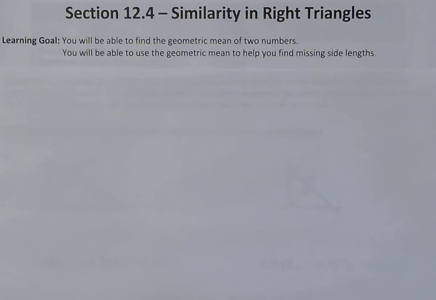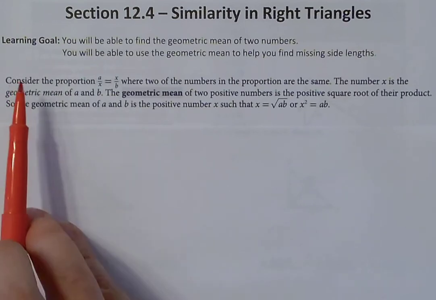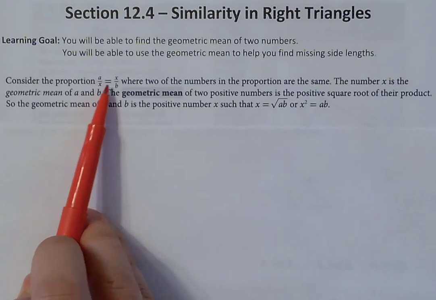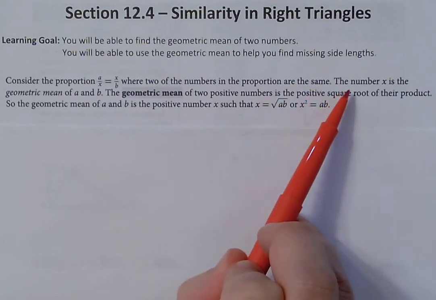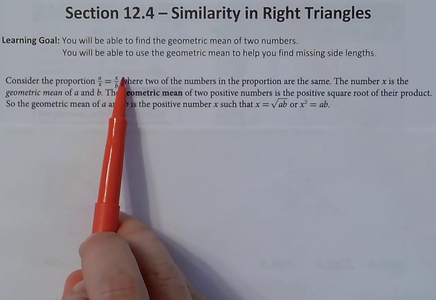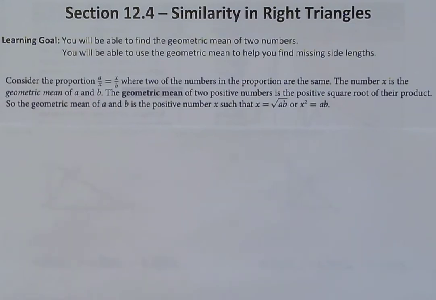Now, first thing that we need to take a look at is the geometric mean. So let us do that first. Consider the proportion a over x equals x over b, where two of the numbers in the proportion are the same. The number x, in this case, would be the same. So the number x is the geometric mean of a and b. So if we set up a proportion, we have a over x equals x over b. So x represents that same number. If we have two numbers that are the same, that's considered the geometric mean of a and b. So it's not necessarily just the mean, but the geometric mean.